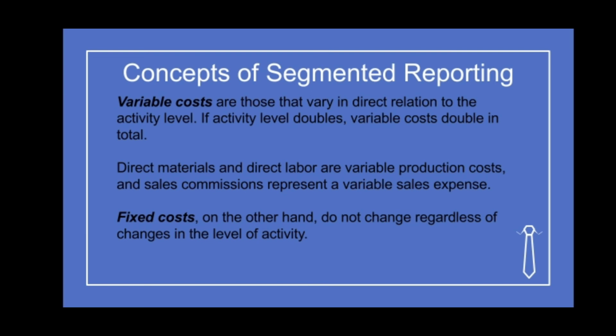The last is fixed cost. Fixed costs, on the other hand, do not change regardless of changes in the level of activity. The most significant benefit of fixed costs is that they are easy to budget. You know over each period what this cost will be, and you don't need to make any budget accommodations if production increases suddenly. Some examples of fixed costs are amortization, depreciation, insurance, and interest expense.